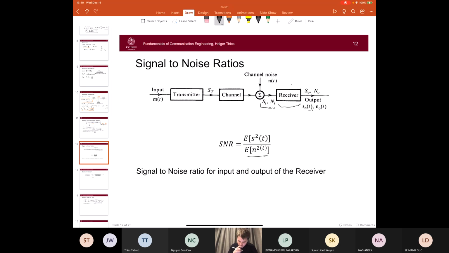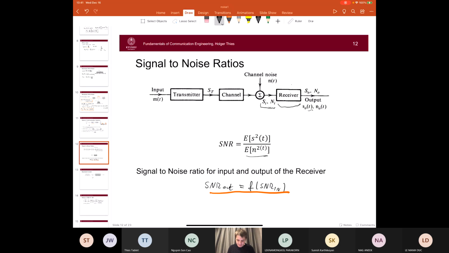So we can define the signal to noise ratio both at the input and at the output. And what we want to do is look at how the signal to noise ratio improves from input to output. So we want to compute the signal to noise ratio at output as a function of the signal to noise ratio at the input. So how much does it change, and what parameters does it depend on? We usually want this to improve a little bit by doing the things that the receiver does.